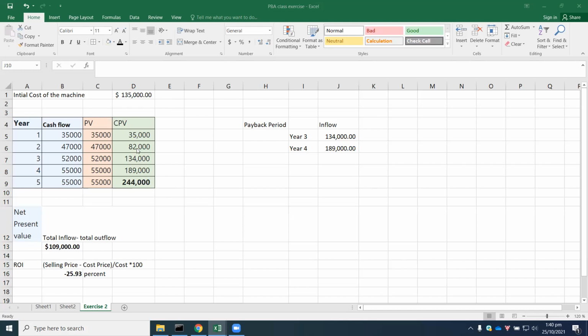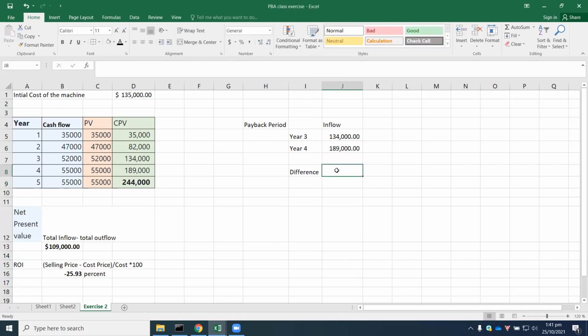Now, if you compare with the CPV, or cumulative present value, for the inflow of money, year 3 is $134,000, so you're still short by another $1,000. And your year 4 is $189,000. That means somewhere between year 3 and year 4, you are able to get your payback period. So how would you go around doing it? First of all, you'll find the difference.